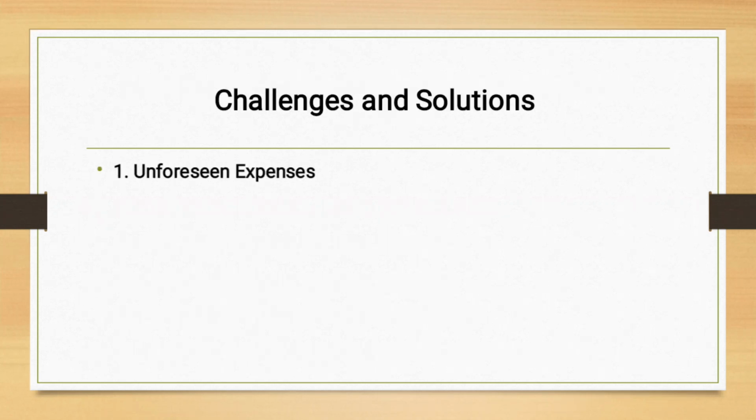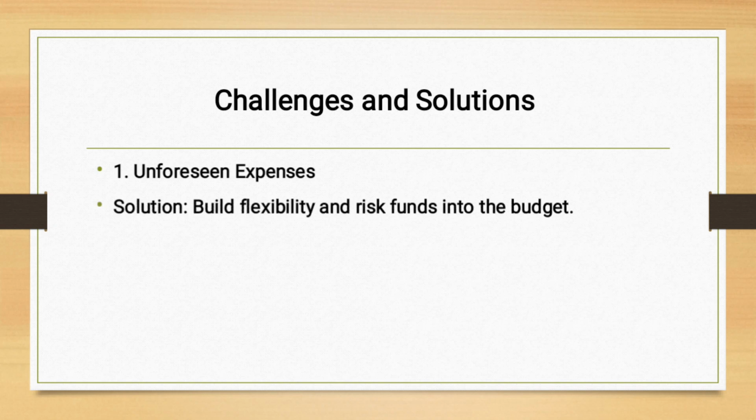Let's talk about challenges and solutions. I've got a challenge of unforeseeable expenses, where you didn't expect that you were going to overspend, but you have overspent. The solution to that one is you need to build flexibility and a risk fund into the project. You should be flexible in the sense that you can take funds from one area and put them in another area. At the same time, a risk fund will help you in this particular time of unforeseeable expenses.